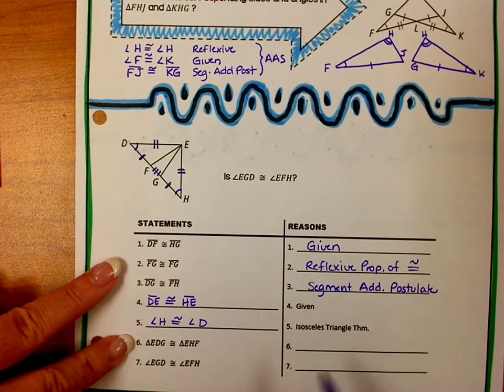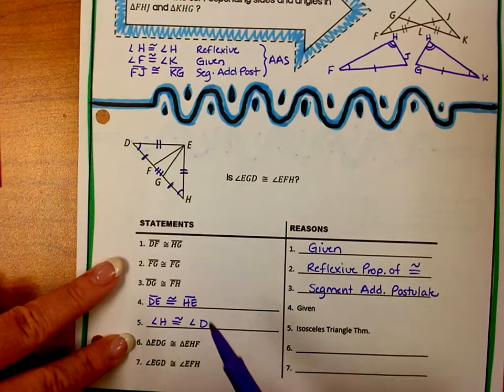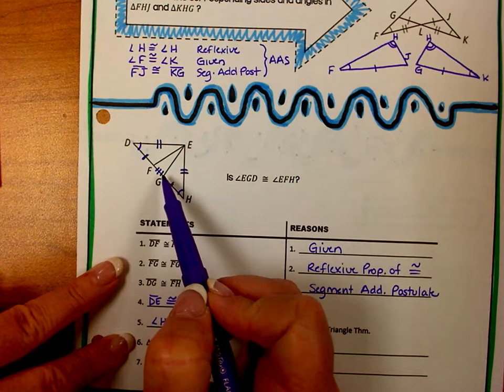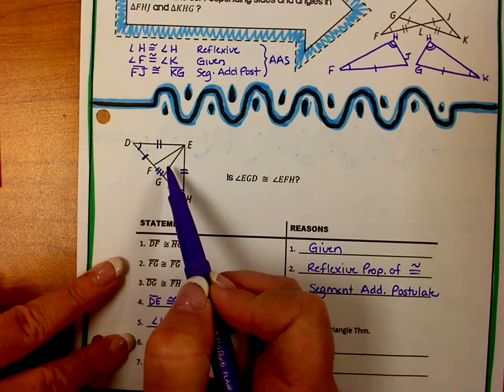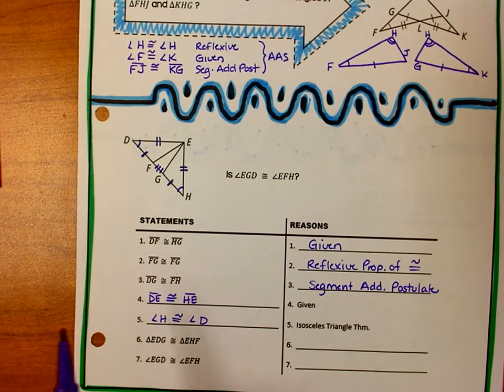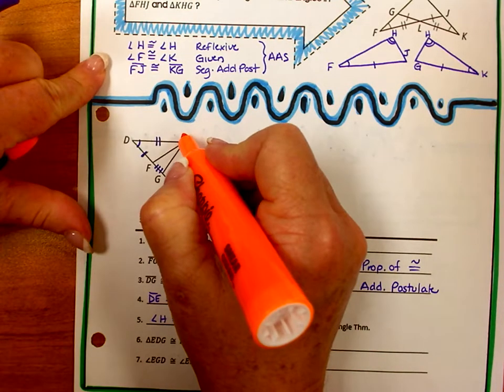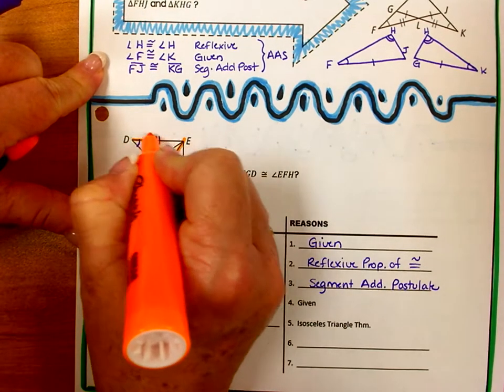All right, now we've got two triangles that are congruent. So EDG and EHF. So let's take a look and see what we've got. So if we just look at one of the triangles, let's just highlight one of the triangles so we can see what is marked in that triangle. So here's our triangle.